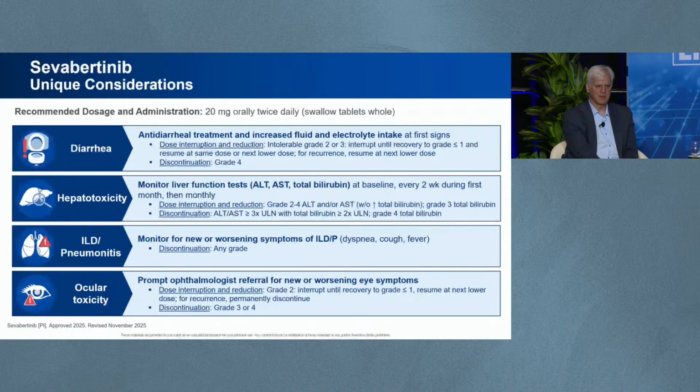For cevabertinib, diarrhea is the top consideration. As I mentioned, in the frontline setting, it seems to be a little bit less of a concern for whatever reason, but still definitely patients need to be appropriately educated, counseled, and the diarrhea appropriately managed. Hepatotoxicity, similar recommendations that you will need to follow.